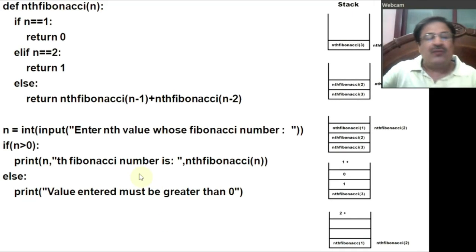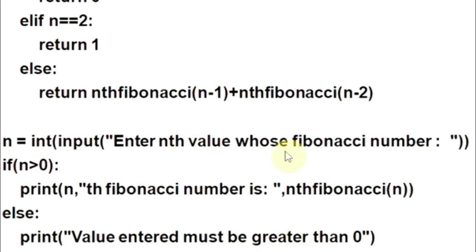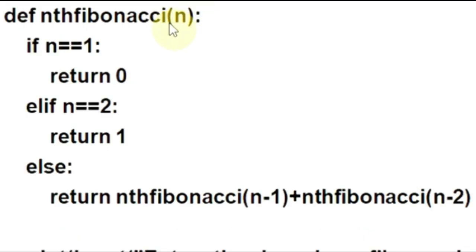Now suppose I want the fifth Fibonacci number. The fifth Fibonacci number is 3. Let's see how. We'll start from the main function. Enter the nth value whose Fibonacci number is required. I enter 5. 5 will be assigned to the variable n. Is 5 greater than 0? Yes. You are invoking the nth Fibonacci function, taking the value 5.